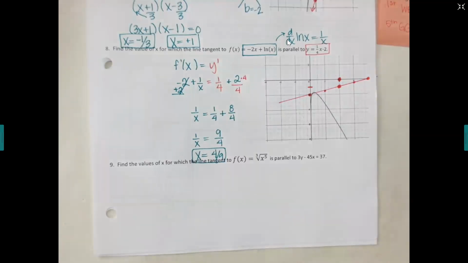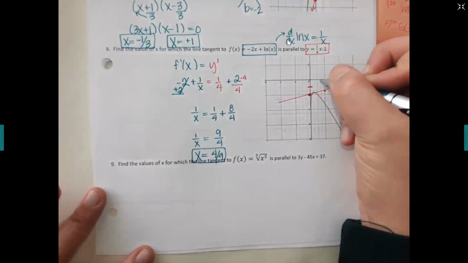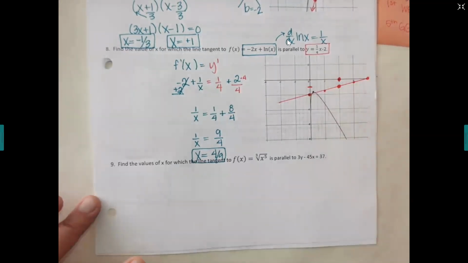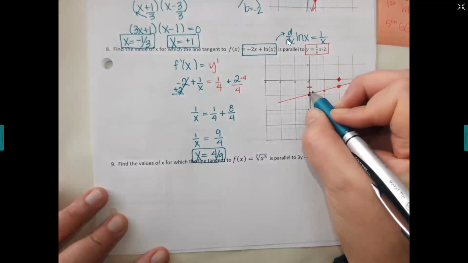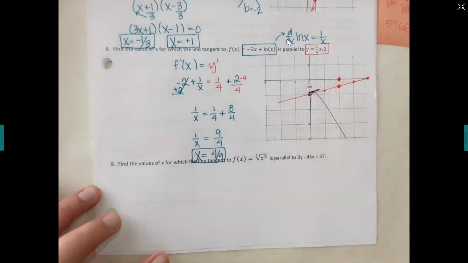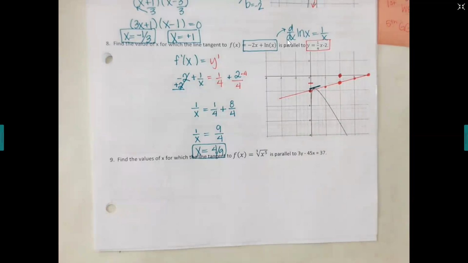Okay, and then if I were to find 4/9 on the x-axis, which is about a half, we'll estimate that'd be close to a half. So if this is 2, this is 1, this is a half. Okay, then if you were to draw in your tangent line, it would be perfectly parallel to the red line that you just graphed. Okay. So for parallels, you take both derivatives, set them equal to each other, and that'll show you where that parallel slope happens. Got it?